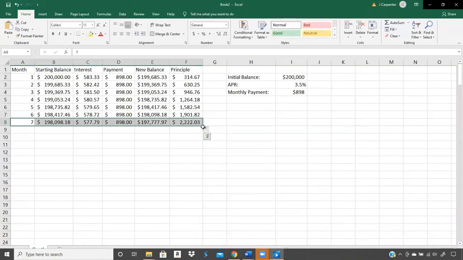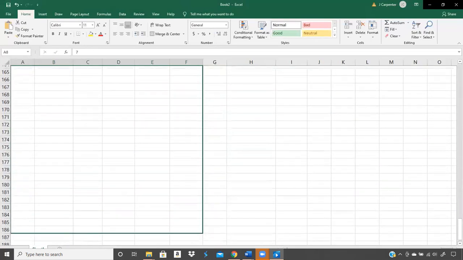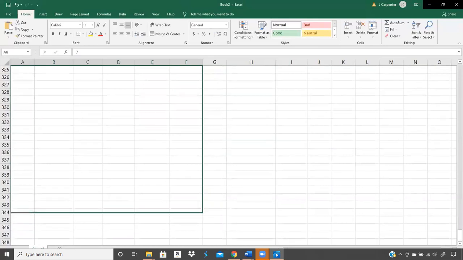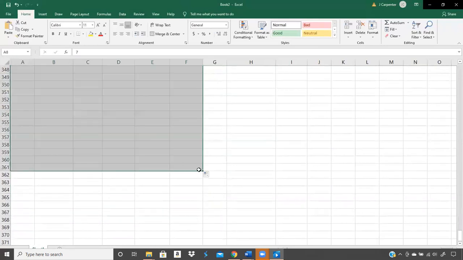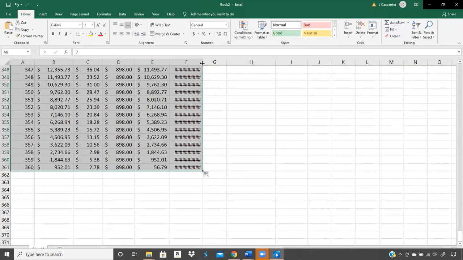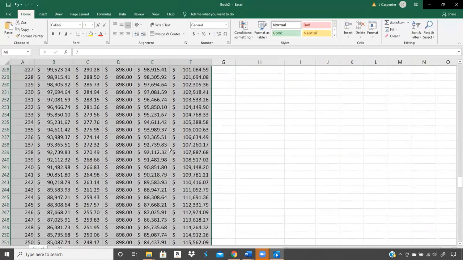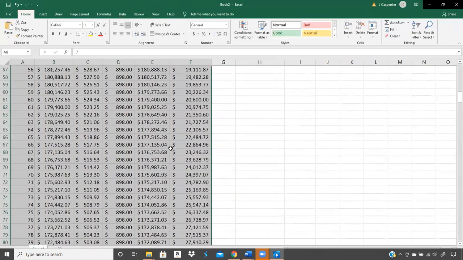All right, we're paying this for 30 years, which is 360 months. So I got to drag this down to row 361. And it shouldn't take too long. Boom, there we go. And clearly I need to widen that column. And things are looking a little weird, aren't they? Why are they a little weird? Well, actually they're not weird.